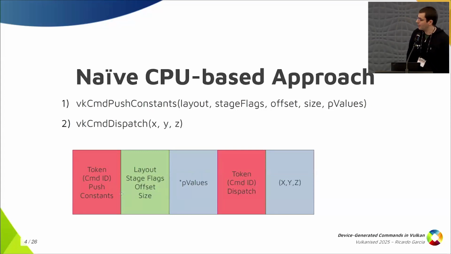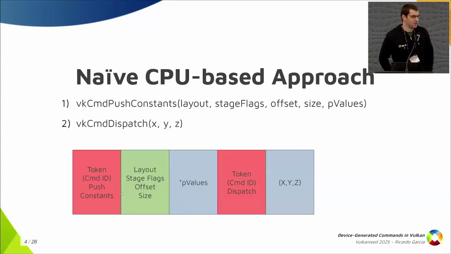So for example, if we have a sequence like we see here in the slides where we have a push constant command followed by a dispatch, I'm going to store the token for the push constant command first, then I'm going to store some information that I need for the push constant command, like the pipeline layout, the stage flags, the offset, and the size. And then after that, and depending on the size that I said I need, I am going to store the data for the command, which is the push constant values themselves. And then after that, I'm done with it, and I store the token for the dispatch, and then the dispatch size, and that's it. But this doesn't really work.